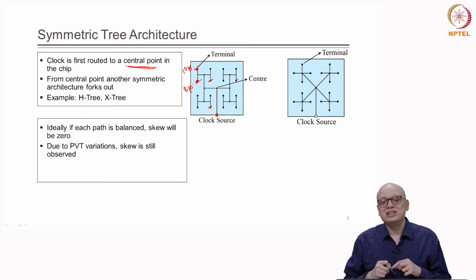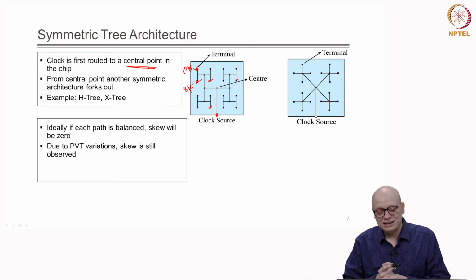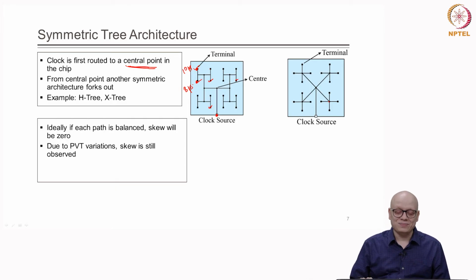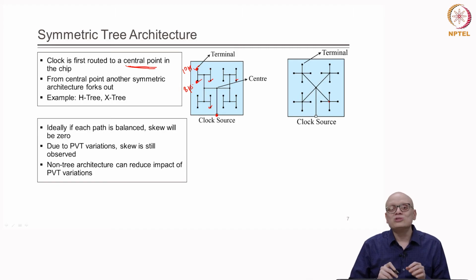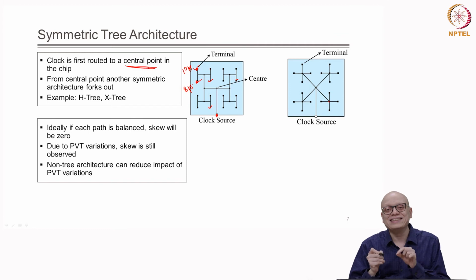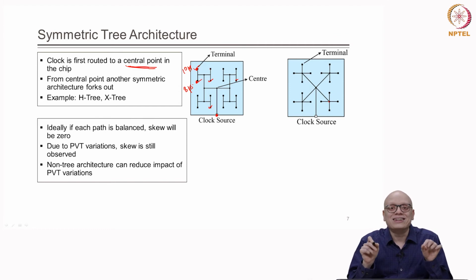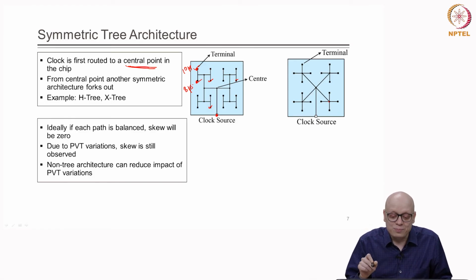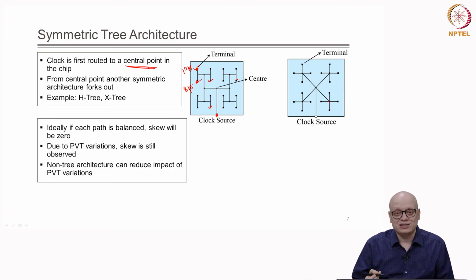Now, how do we reduce even that skew, if it is observed in a symmetric architecture? One of the solutions which is widely used is to use a non-tree architecture. Even though we call it clock tree synthesis, many a time the clock distribution network is not a tree, it is a different architecture. Instead of a purely tree architecture, we can have a non-tree architecture which can reduce the PVT variations.